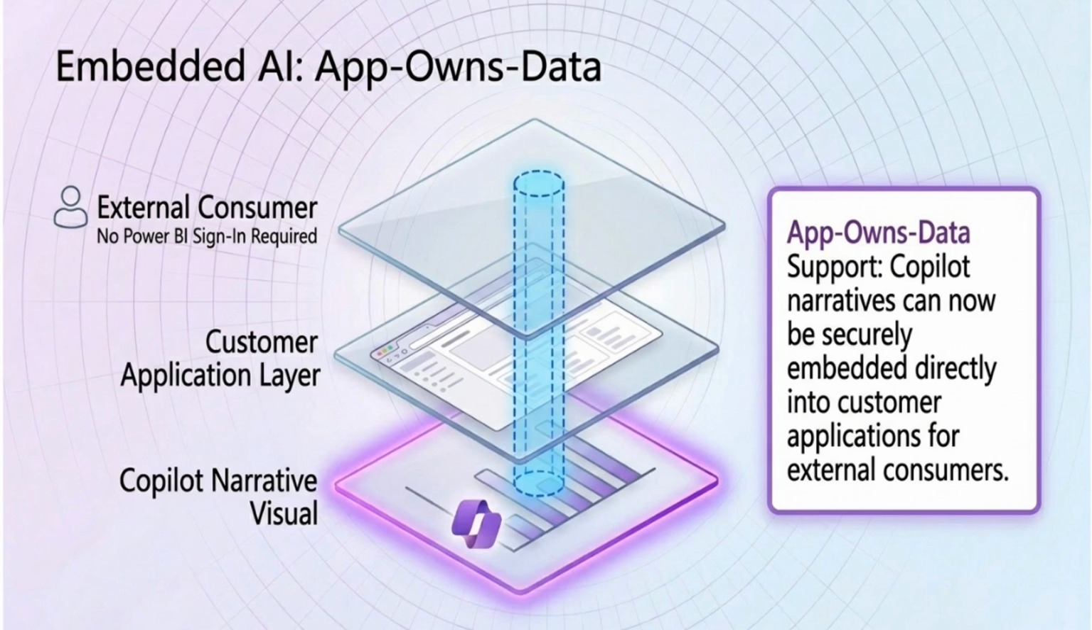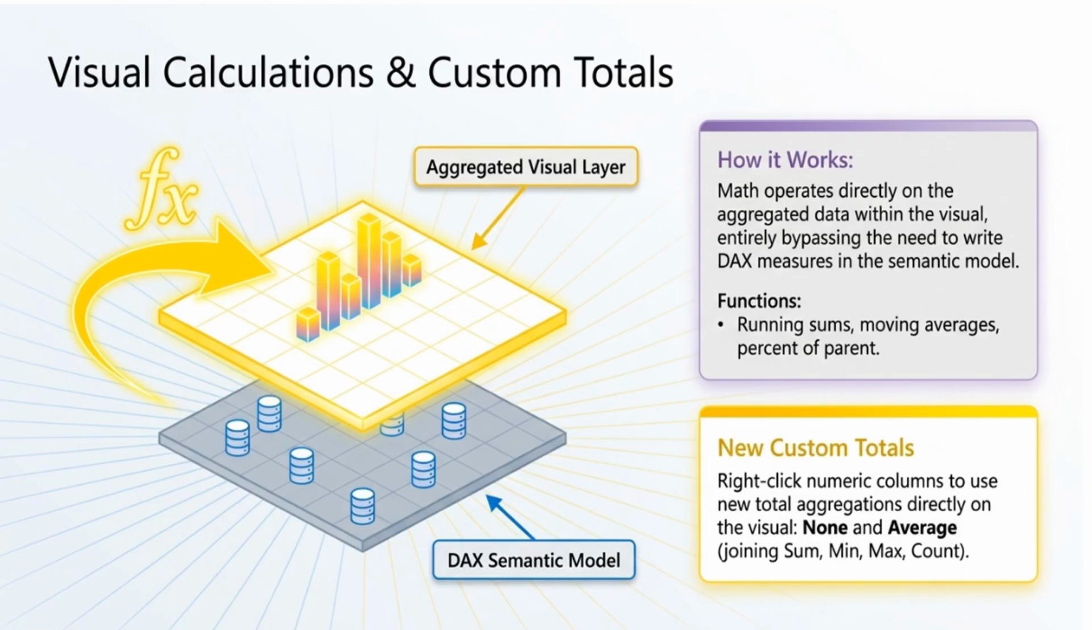Moving right along to our third stop, next-level reporting visuals. This is the beauty and the brawn of the update. Now this first one is an absolute game changer, and it's officially generally available. Visual calculations totally free you from having to create complex DAX measures in your semantic model just to do straightforward on-screen math. Do you want a running sum, a moving average, or a percent of parent? You can now add these calculations directly within the visual itself based entirely on its aggregated data. It knows its row position, which gives you incredible flexibility without ever touching DAX.